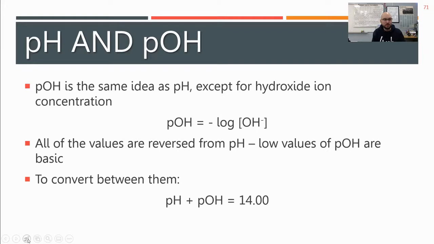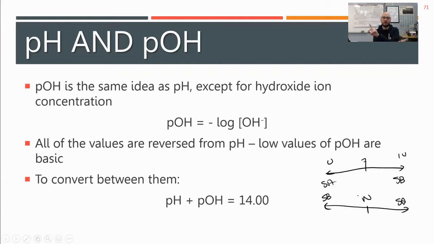So if we imagine a pH scale, we've got 7 in the middle, 0 and 14. This is our strong acids, strong bases. A pOH is just an exact opposite measure. So we've got strong bases down here, strong acids at the top, and neutral in the middle. So just flipped.